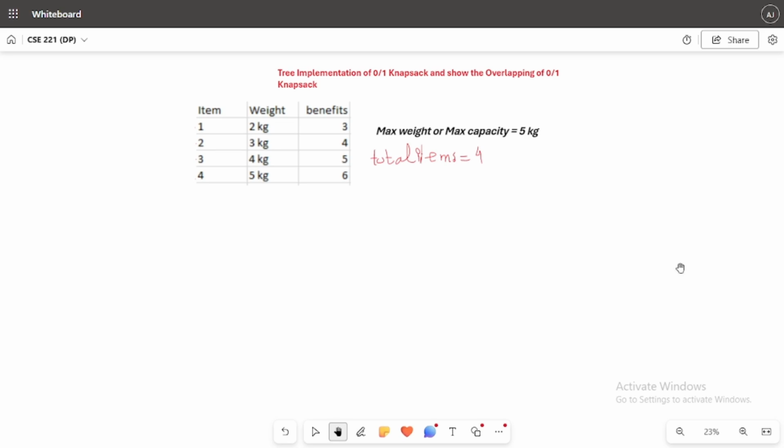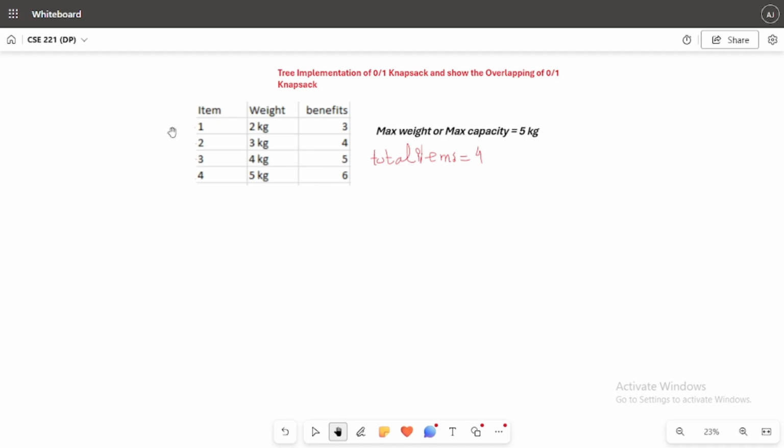Let's dive into the world of 01 Knapsack. In this class, we will discuss the tree implementation of 01 Knapsack, and I will also show you the overlapping of 01 Knapsack. Now, we have been given a table.